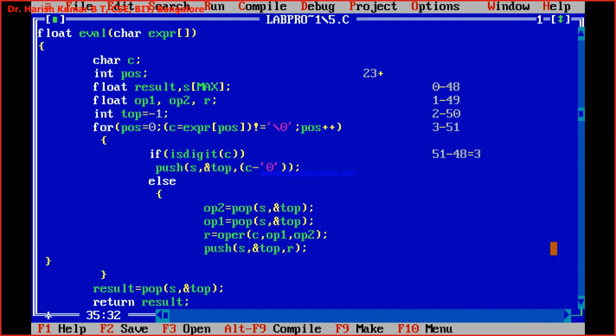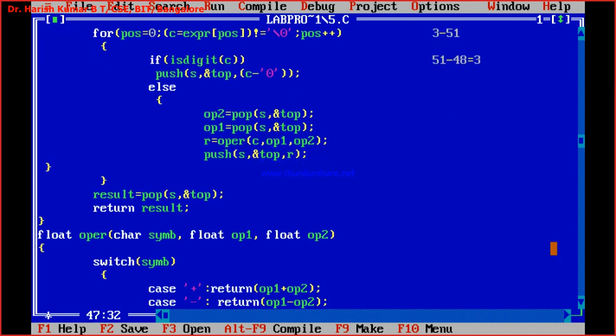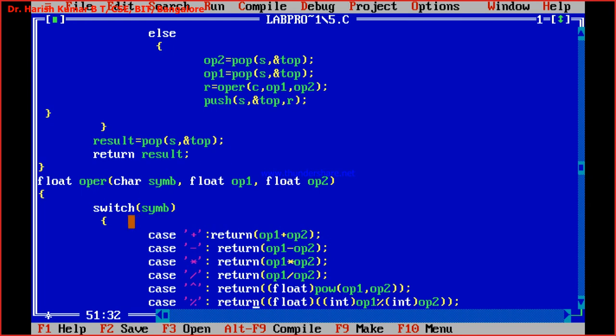Now we'll go to the OPER function. So here is the OPER function. See, I'm copying the operator which is available in C to another, formal variable called SYMB. It gets copied to SYMB. Then the first operand gets copied to OP1 and the second operand also gets copied to OP2. Now I have written a switch on symbol here. So what was the operator? Plus. It comes to case plus and returns what? OP1 plus OP2.